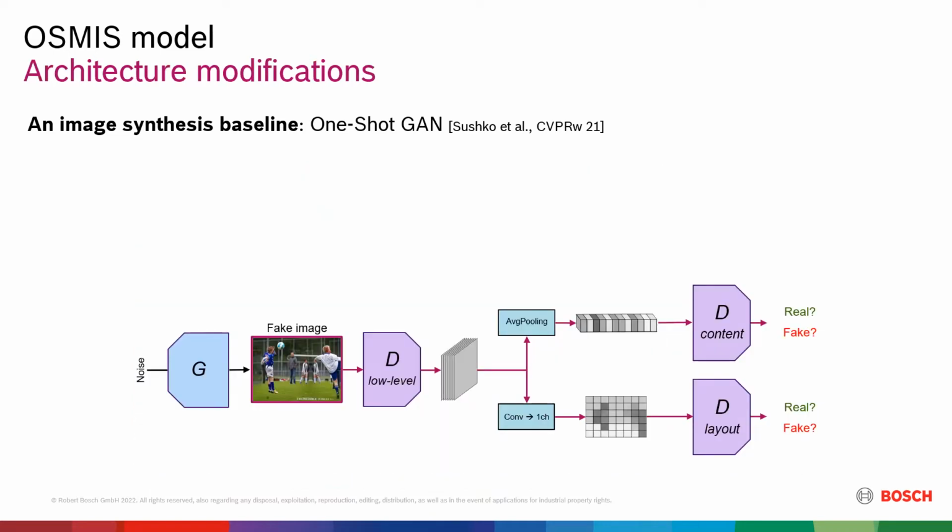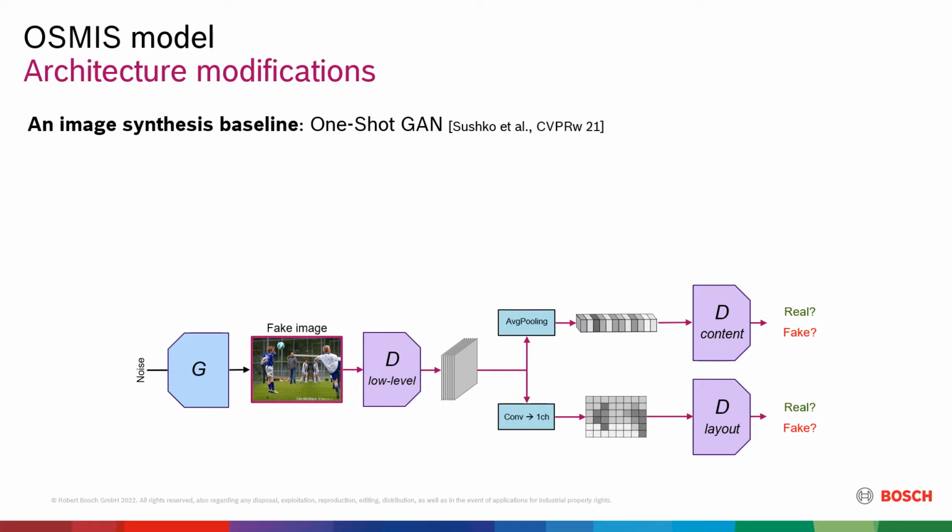The architecture of one-shot GAN consists of a generator and a discriminator, designed as a two-branch structure. In this discriminator, an input image is first processed by a low-level discriminator to learn low-level image details, such as colors and textures, and to build an image representation. This representation is next passed to two separate discriminators.